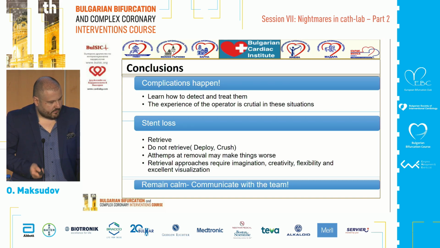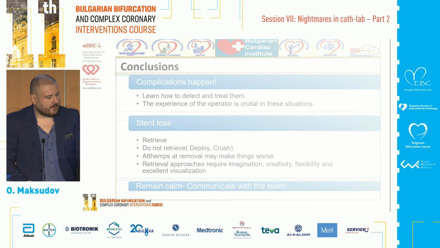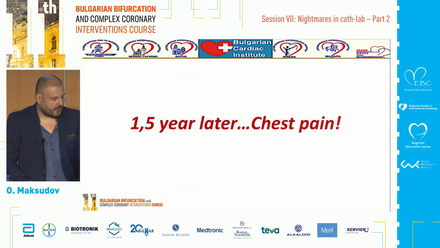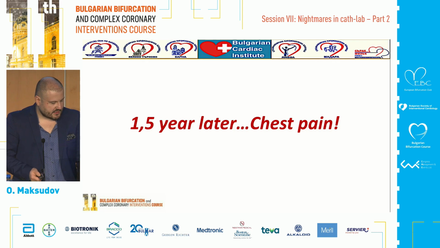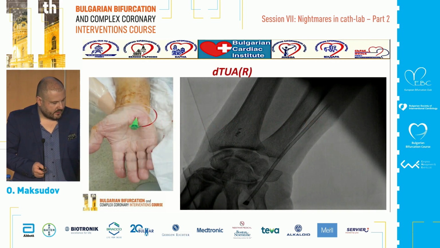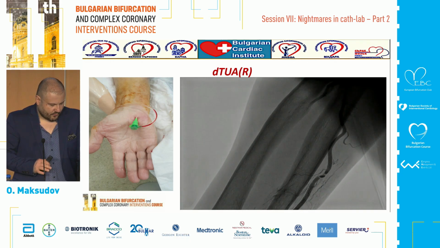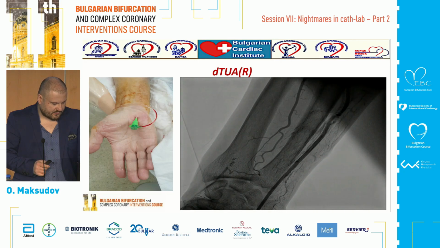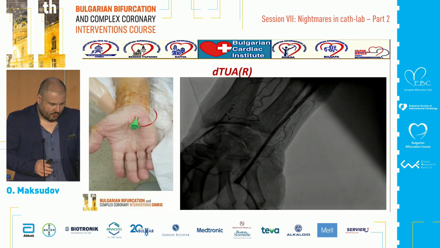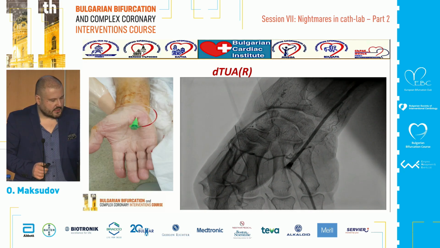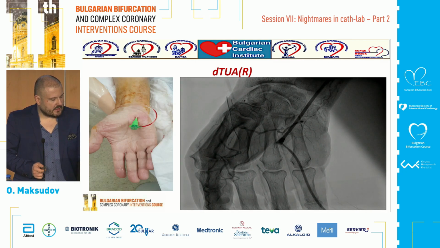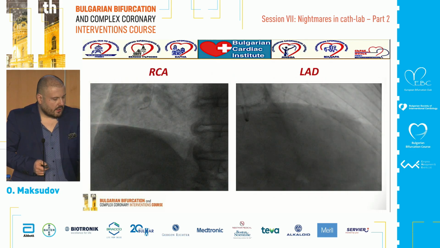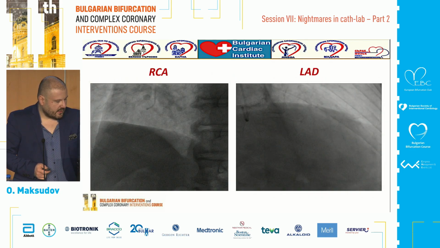But this is not the end of my presentation, because this patient came 1.5 years later, again with chest pain. We knew the prior anatomy, so the patient absolutely refused a transfemoral approach. He was highly obese, I forgot to mention that. So I did a distal transulnar approach. The piece of the stent was still there.